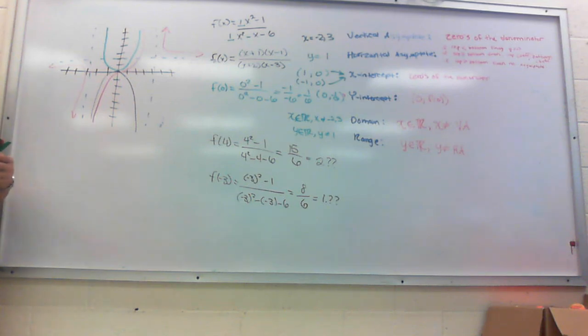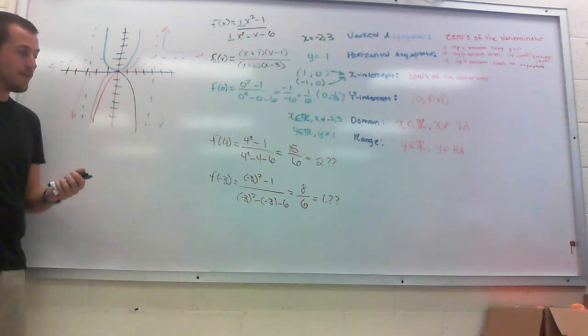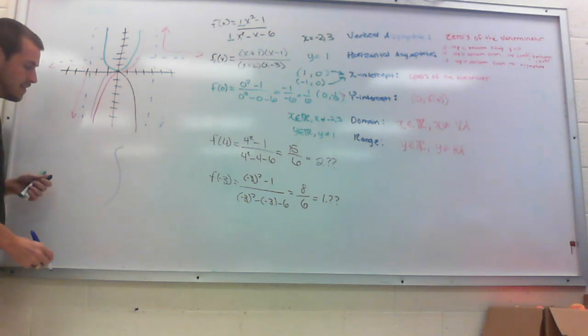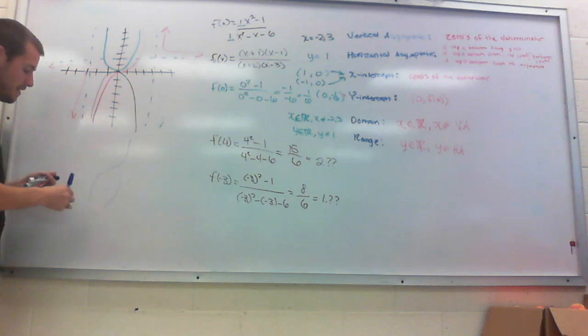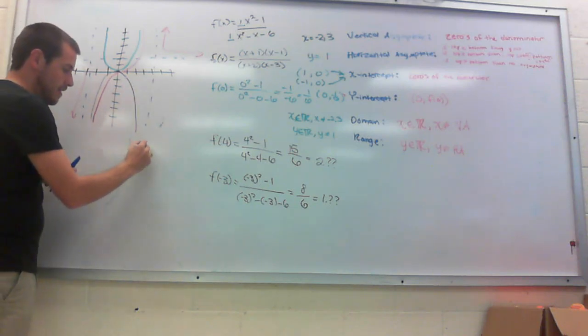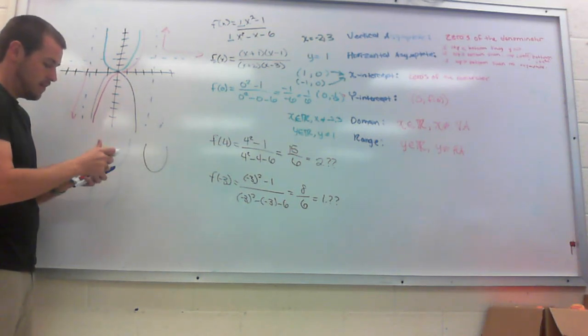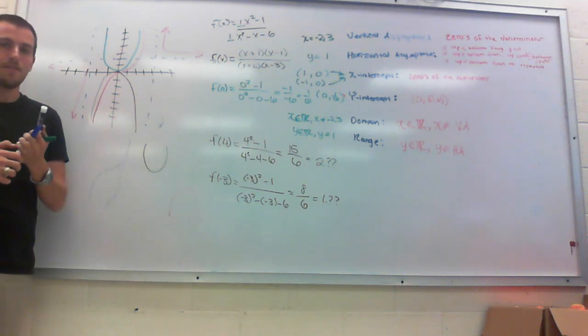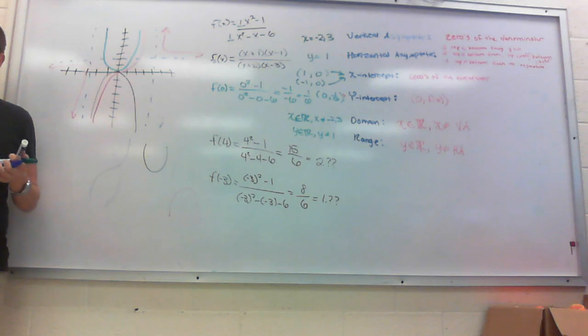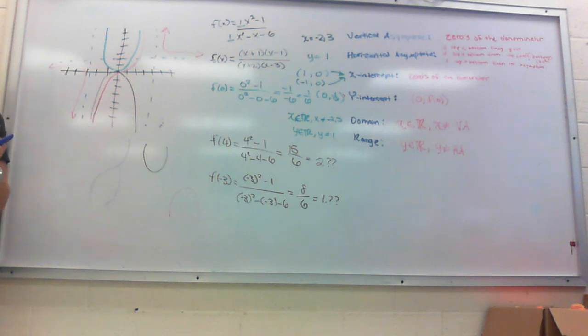But essentially, you just have to remember, there are only three things that it could look like. It can either look like that, oops, I'm sorry, it can either look like that, like this, or like this. And you just have to do test points on both sides to figure out which way they're going. Any other questions? All right, that concludes rational functions.